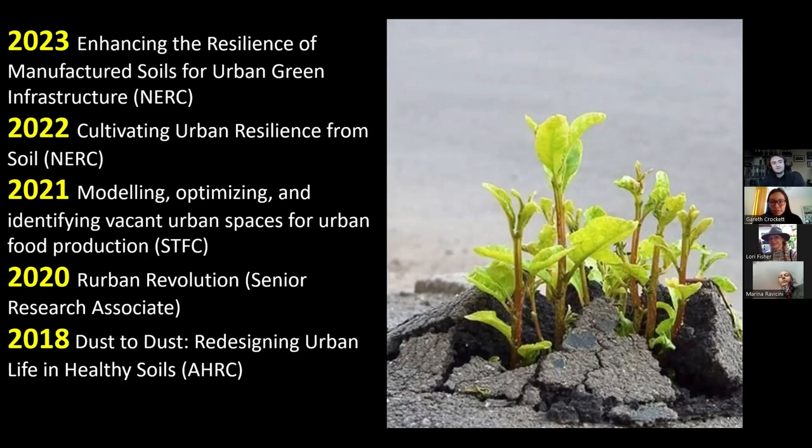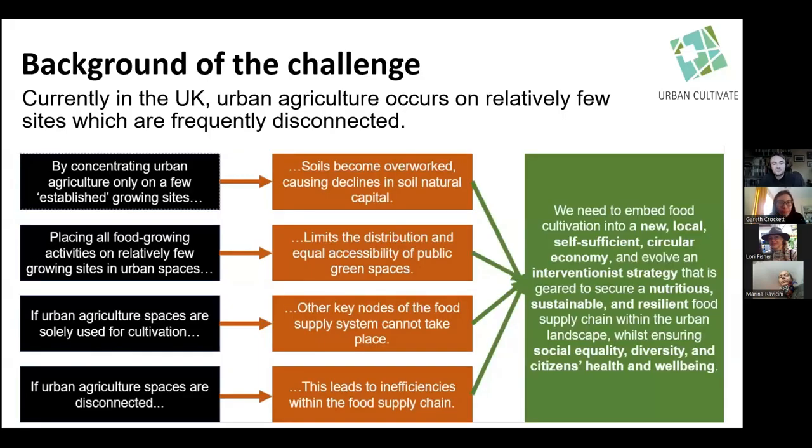So the background to the project which I'm going to talk about today, Urban Cultivate, comes from acknowledging perhaps 4 key areas of issues, and those are highlighted in the black boxes on the left of the slide there.